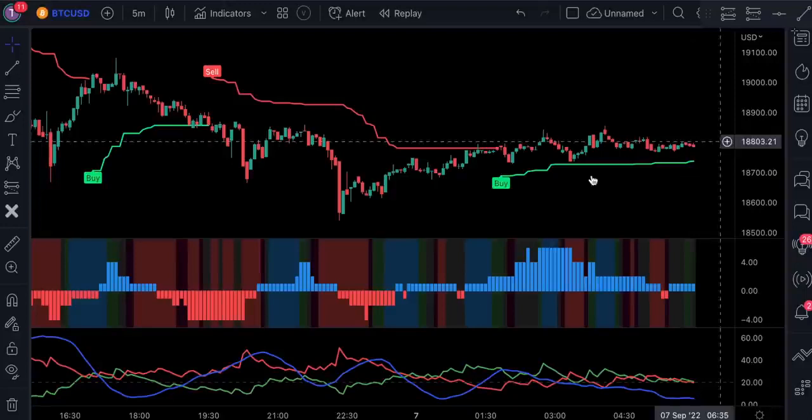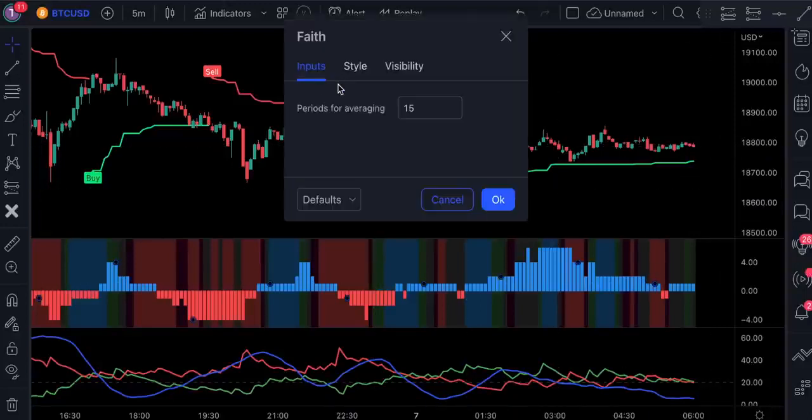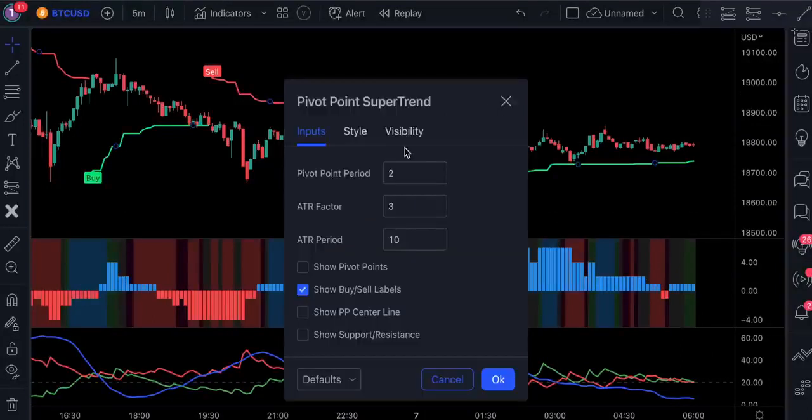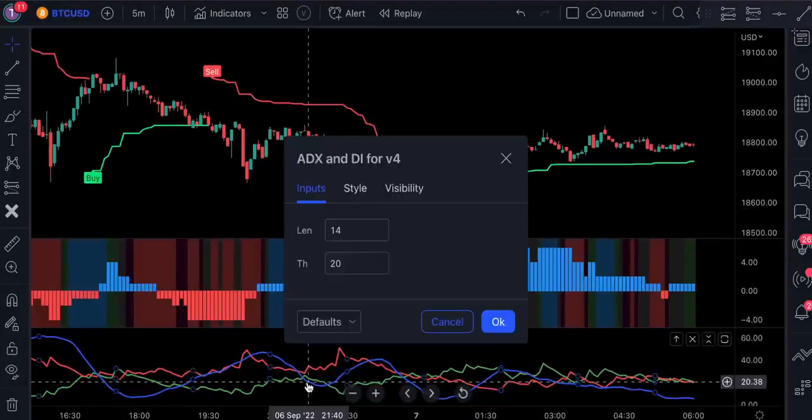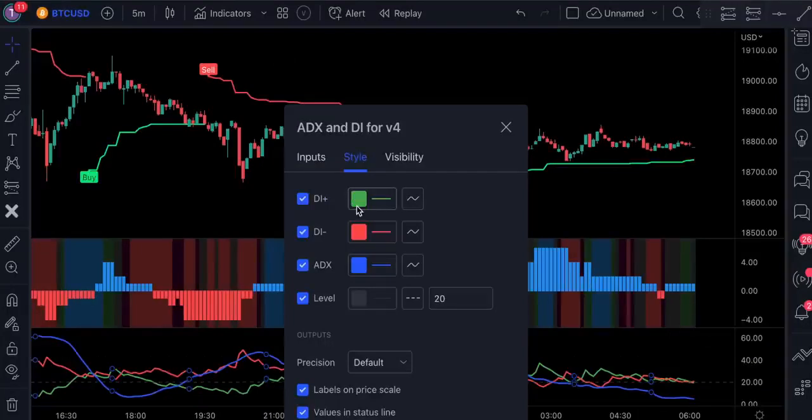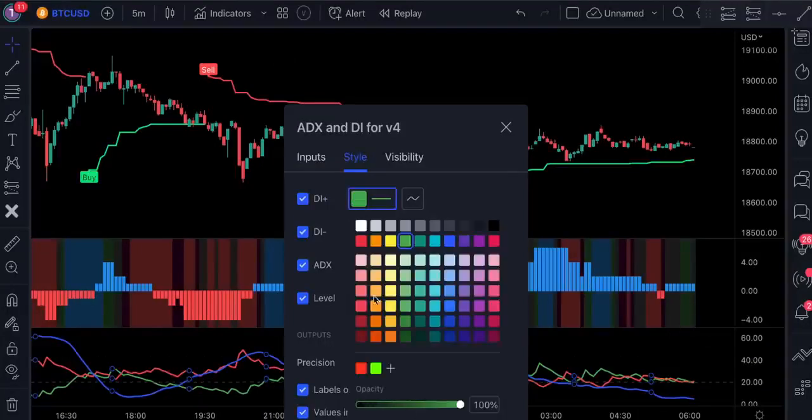So first we have the faith indicator. By the way, I changed the period from 10 to 15. For the second indicator, we're going to be using the pivot point super trend. Here are the settings. And lastly, we have the ADX with DI. In the star section, I made the lines a bit more visible.